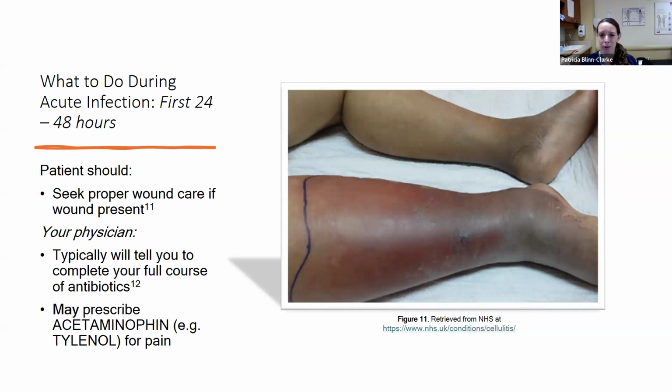If you do have a wound, for example, just coincidentally, or a chronic wound on that area, you want to make sure that you're getting proper wound care. And often your provider can make a referral for home care for wound care as well. When that wound is there, there's just more opportunity for bacteria to get in. So we want to make sure that we're treating that. Typically, your physician will encourage you to complete the full course of antibiotics. And if you have pain, typically what they prescribe is acetaminophen or Tylenol for pain.